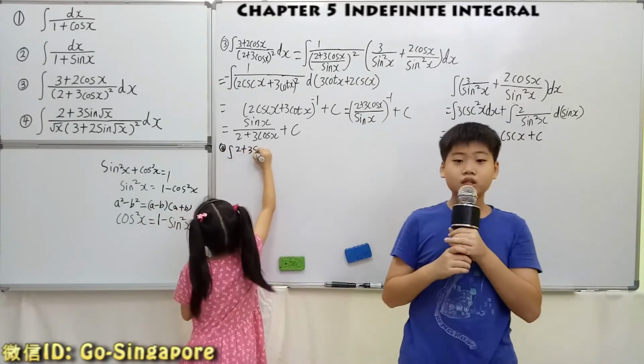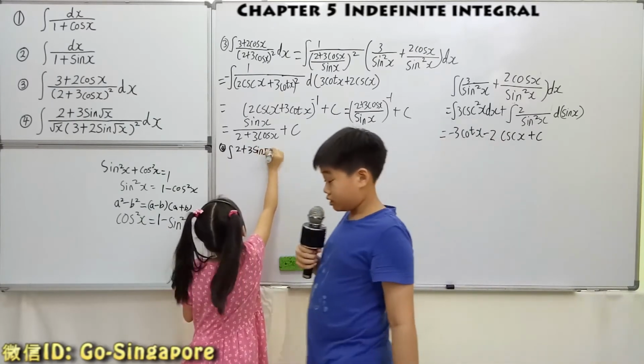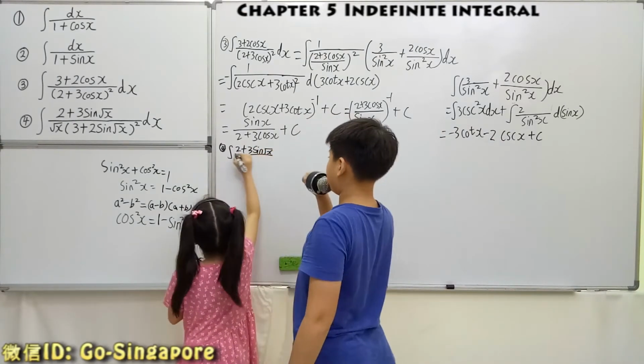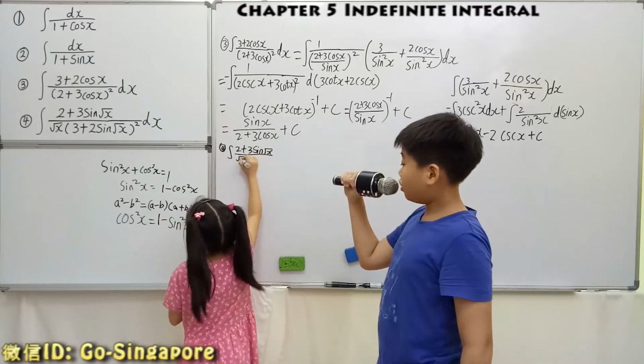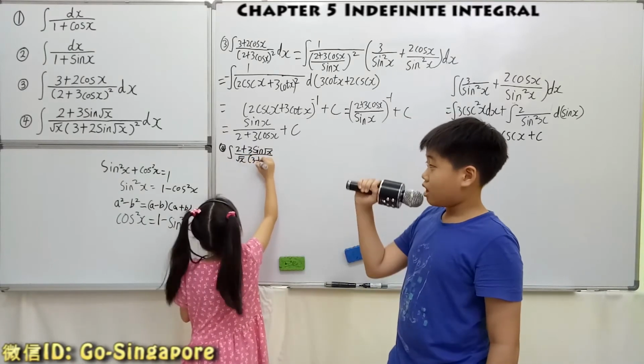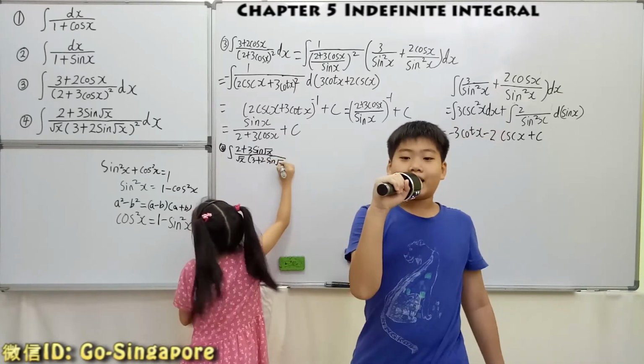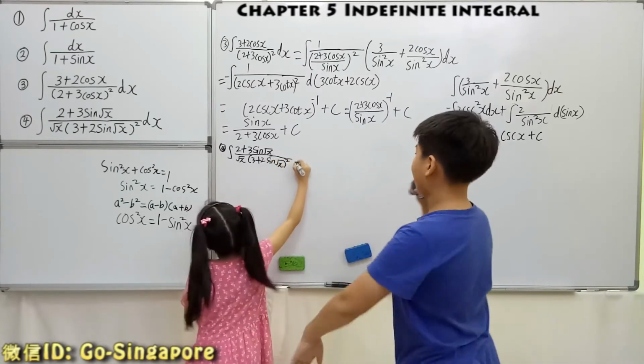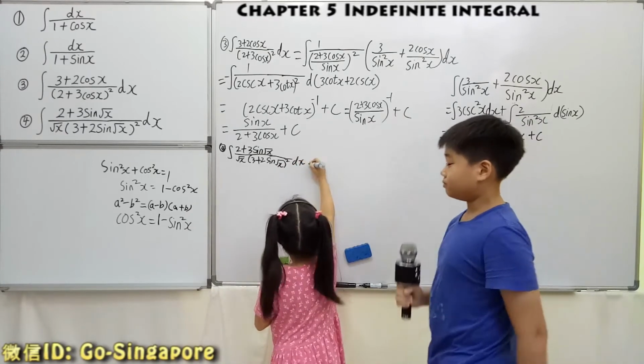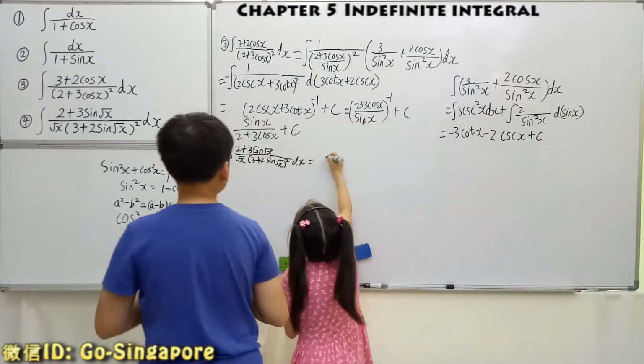Okay, the fourth question, please write it bigger. Read out the question. It is the integral of (2 plus 3 sine square root x) over square root x times (3 plus 2 sine square root x) bracket squared. And don't forget the x.